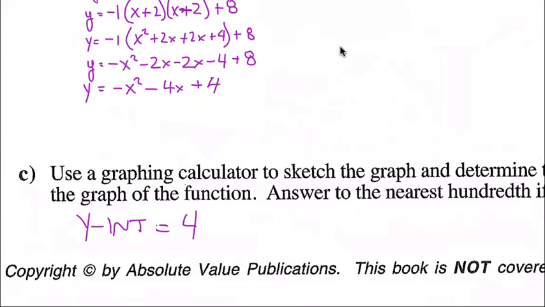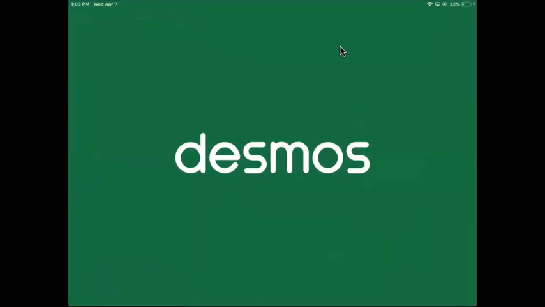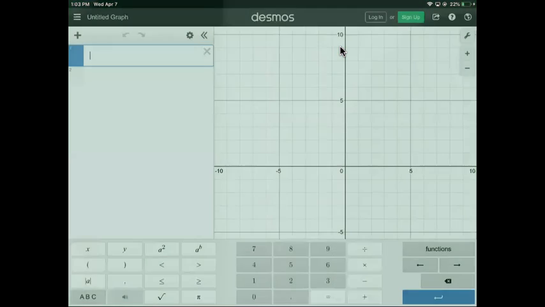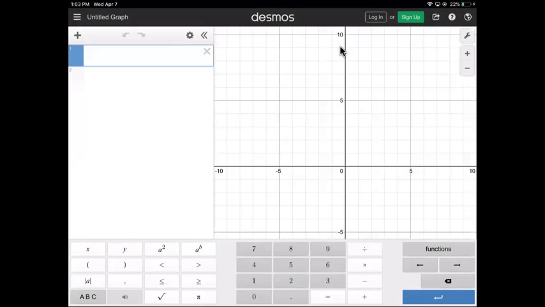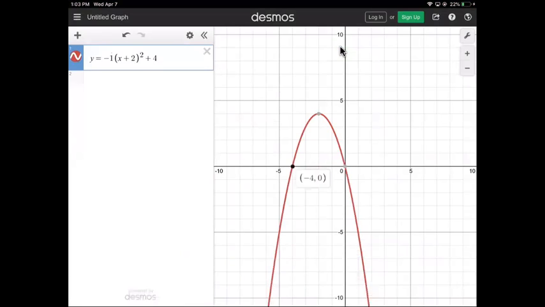The other ones, I am going to use Desmos, my graphing calculator, or whatever functions are necessary. I'm going to put this equation into Desmos as soon as Desmos loads. Come on, there we go. y equals negative 1 bracket x plus 2 bracket squared plus 4. And you can see your x-intercepts are negative 4. Ooh.